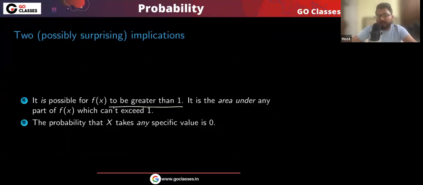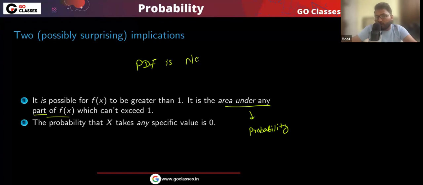It is the area under the curve, any part of f(x), which can't exceed 1. This area under the curve is the probability. But f(x) is not probability. So PDF is not probability.